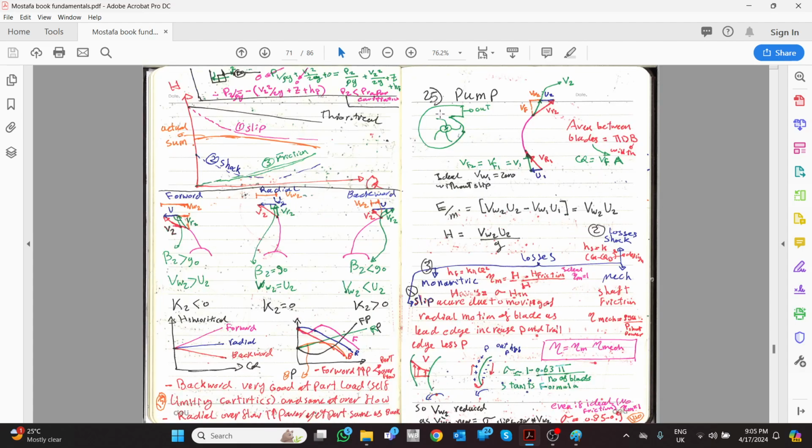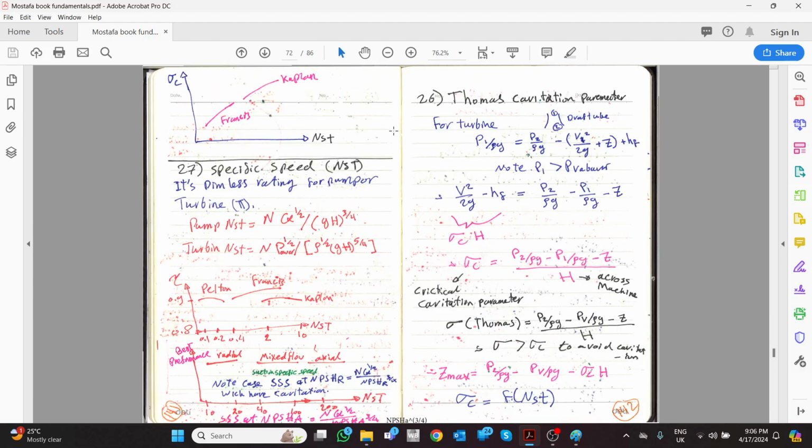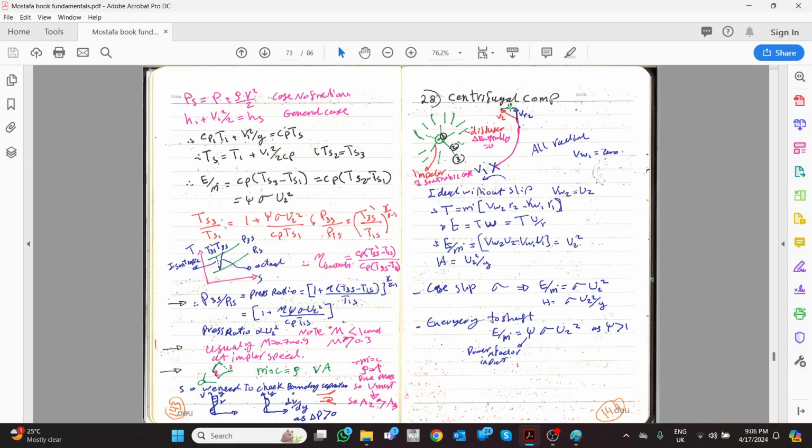So like this, the pumps and cavitation section has finished. Later we are going to discuss the centrifugal compressor and wind turbine, etc.